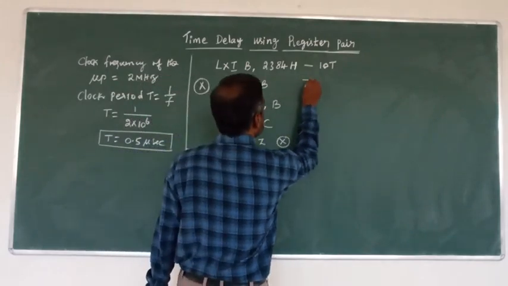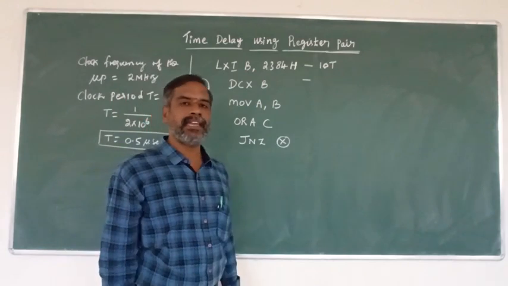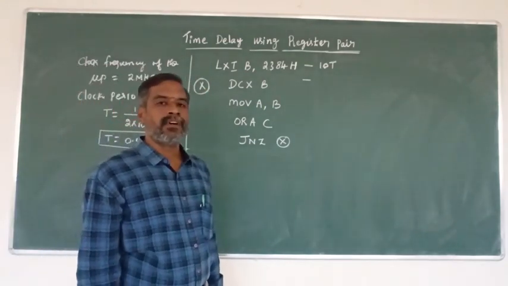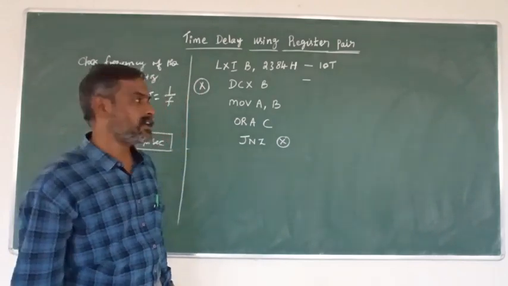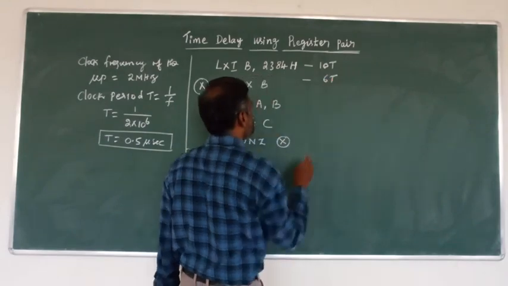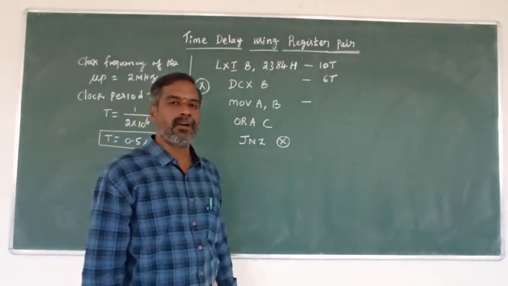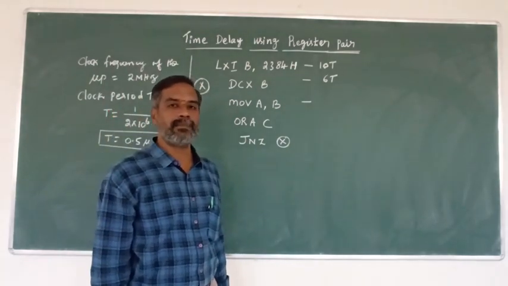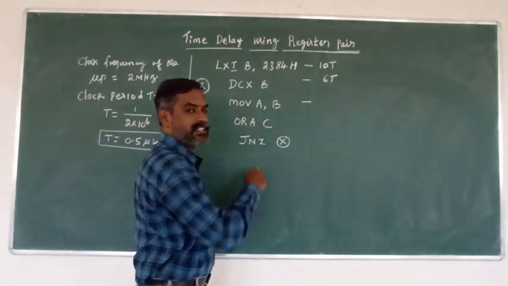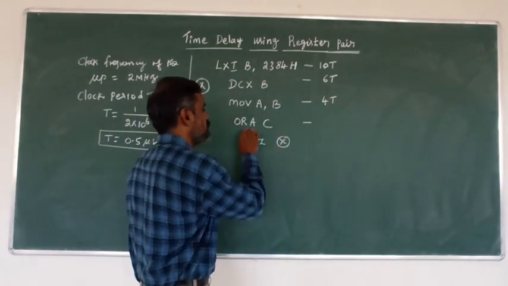And DCX B, to decrement the BC register pair content. This is only a 1-byte instruction, and an opcode related to 16-bit requires 6 T states. And MOV A, B means a 1-byte instruction, only an opcode related to 8 bits. It requires 4 T states.